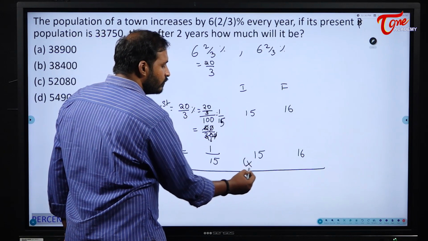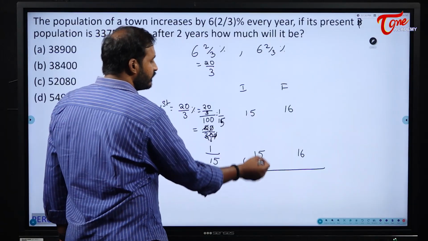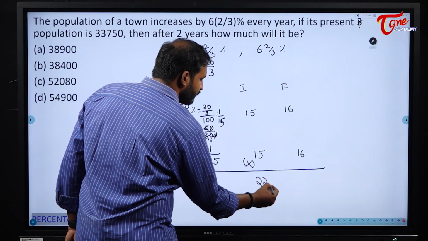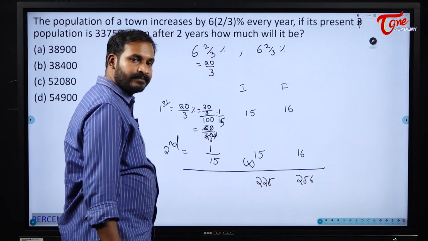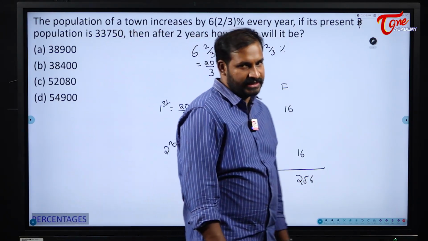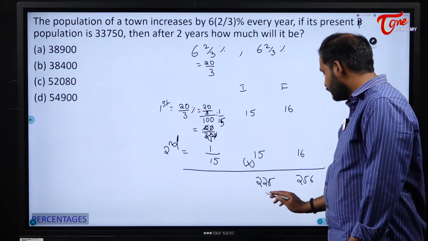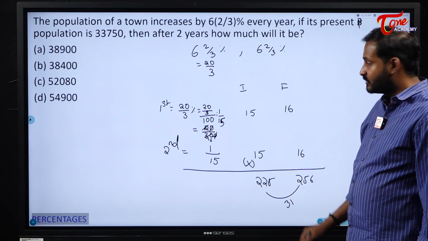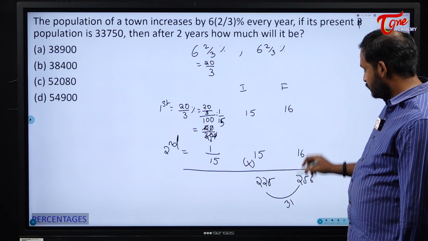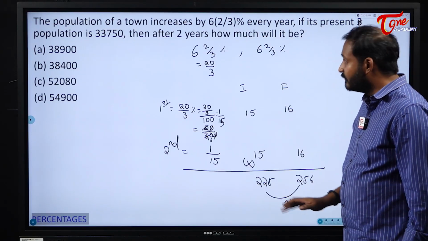We are going to multiply them. So, 15 15s are what it becomes? 225. 16 16s are what it becomes? 256. Whether it is increased or decreased? Increased. Increased by what value? Increased by 31. So, percentage 31. Okay, we will see that one.